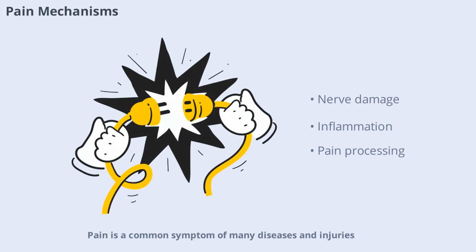Pain is a common symptom of many diseases and injuries. Pathophysiological mechanisms include nerve damage, inflammation, and altered pain processing in the brain and spinal cord. Understanding the sources and types of pain helps in selecting appropriate treatments, from medications to physical therapy and psychological support.